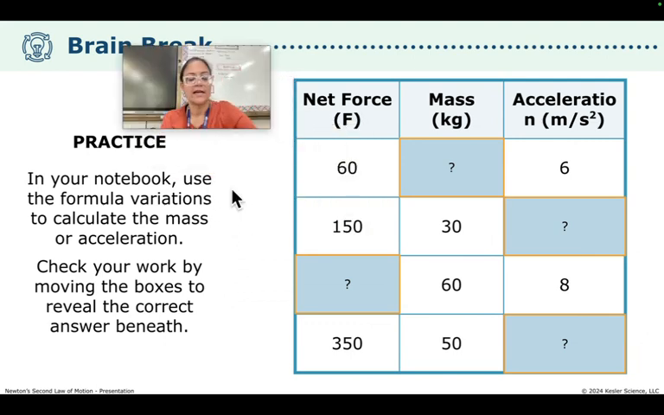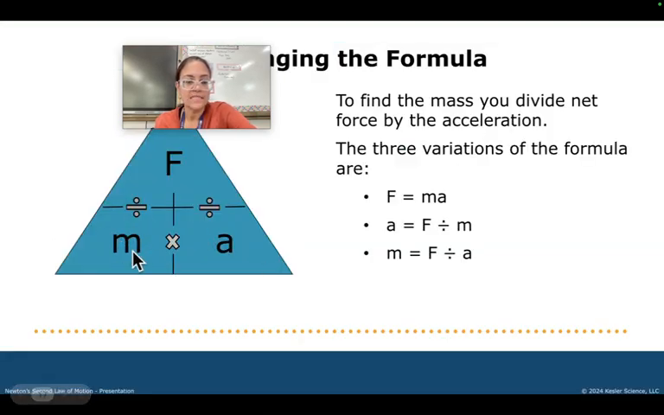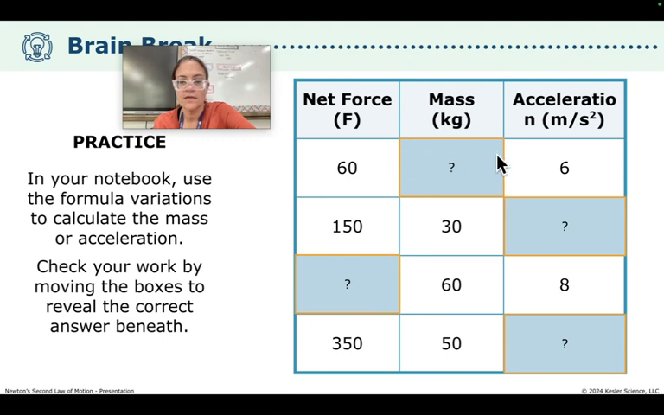Anyway, here in your notebook, use the formula variations to calculate the mass or acceleration. So we're going to keep going back to that triangle. In this one, we are given the force and the acceleration, but we are missing the mass. We go back to the triangle, and it says to do force divided by acceleration. 60 divided by 6 is 10. So the mass of this object is 10 kilograms.